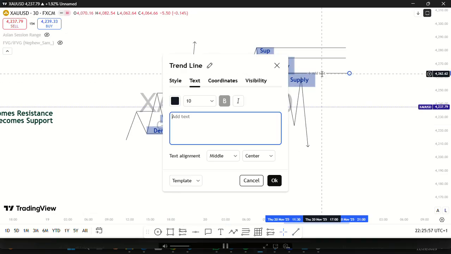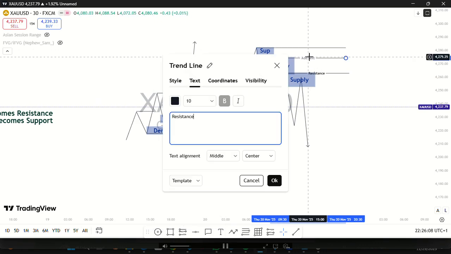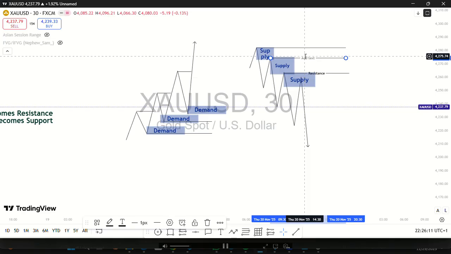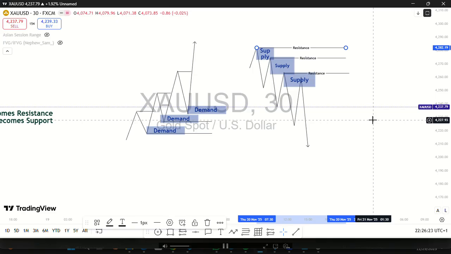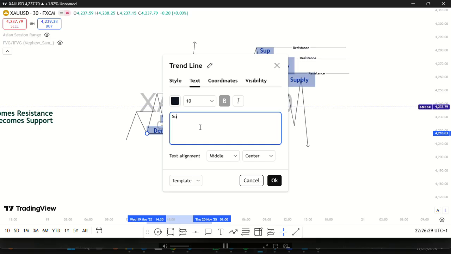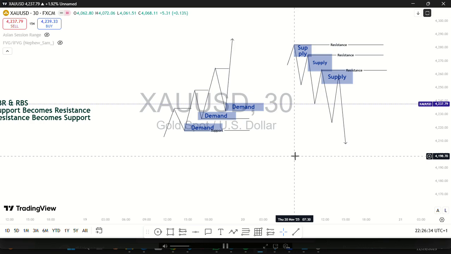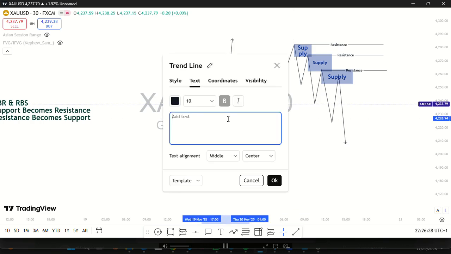Let me just write this here. Support, resistance, resistance, resistance, resistance. So this is what I mean by resistance and support for those who don't know what they are. This happens everywhere in the market. You see it in every single location. So when you hear people talking about either resistance and support or supply and demand, both basically still mean the same thing.